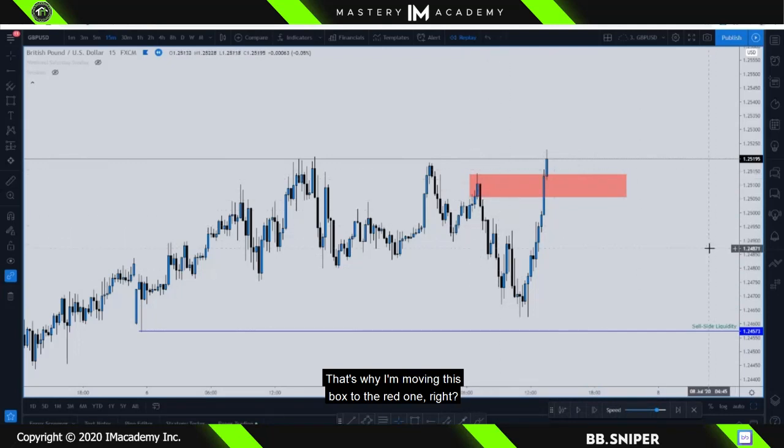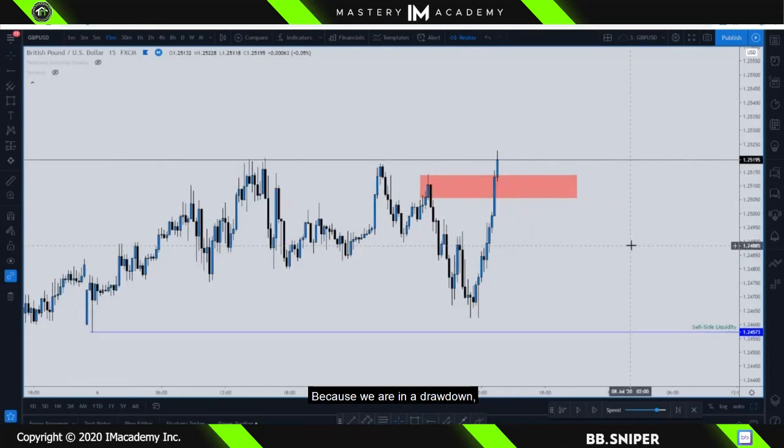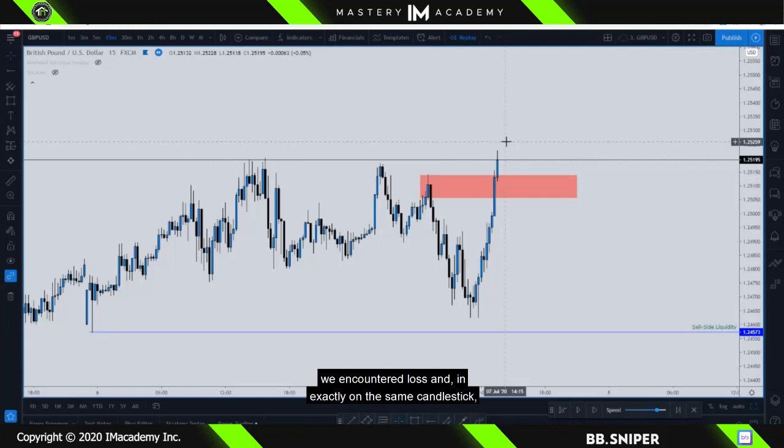That's why I'm moving this box to the red one. Because we are in a drawdown, we encountered a loss, and in exactly the same candlestick, smart money is now in a drawdown, okay?